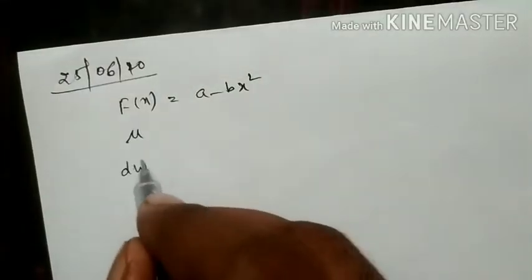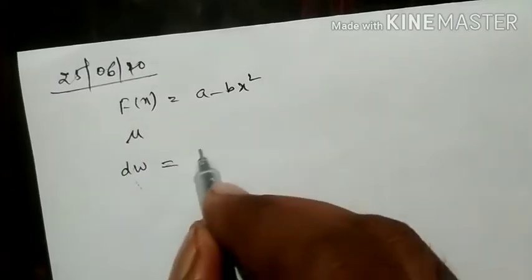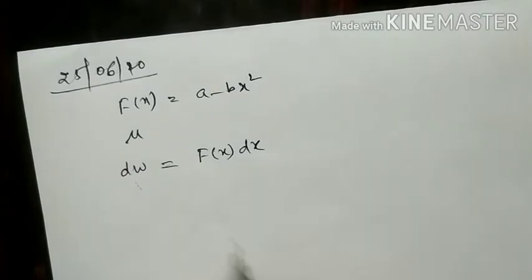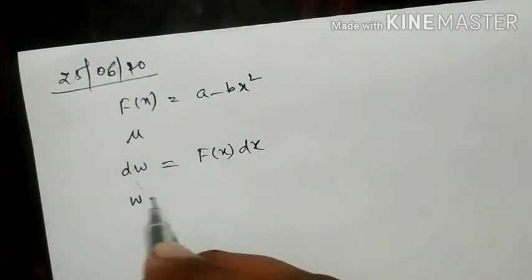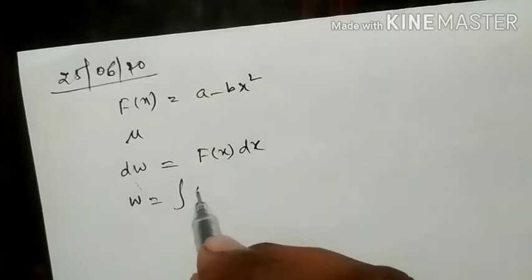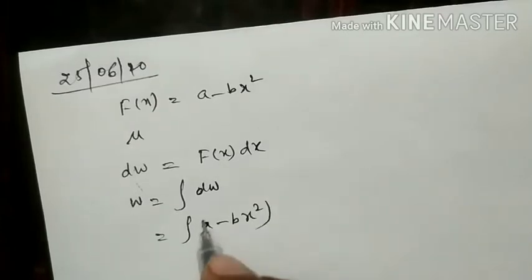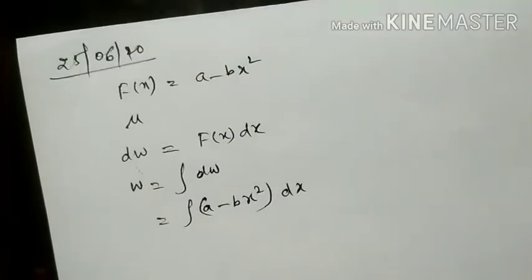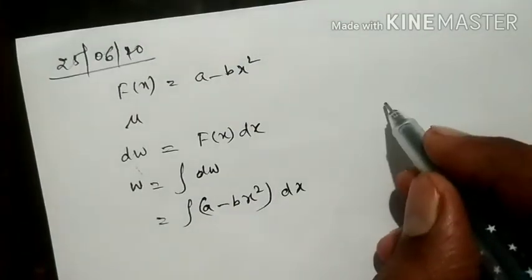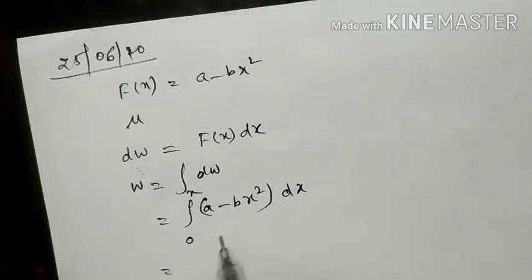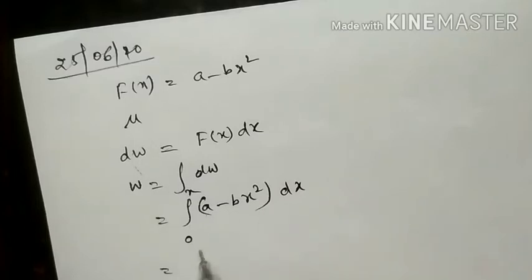Work done, F is a function of x, means you can write dW is equal to F of x into dx. So you have to compute the total work done. Total work done by the applied force is integral dW, which is nothing but integral of (a minus bx square) dx. If you see the diagram, x is equal to 0 to x is equal to x. So you can integrate it.